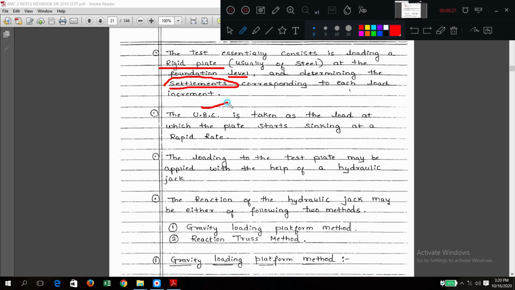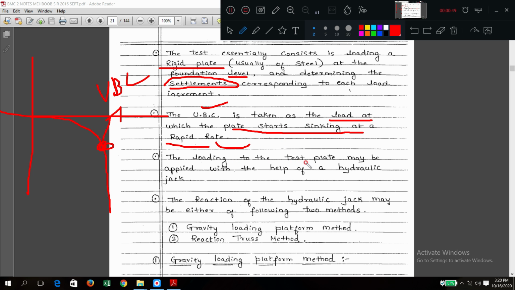So what is UBC? UBC is that load at which the plate starts sinking at a fast rate. We have seen this curve, no? The load at which sinking is fast, a rapid rate, is your UBC. So that is what is written: UBC is that load at which the plate starts sinking.